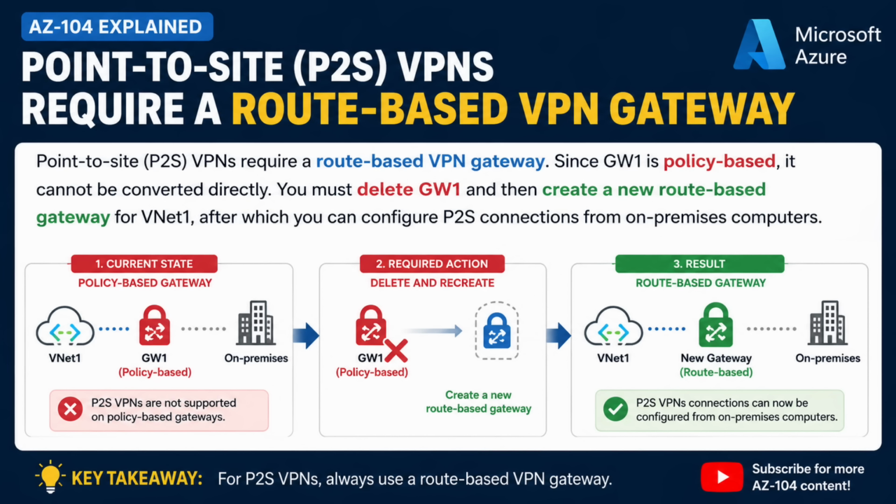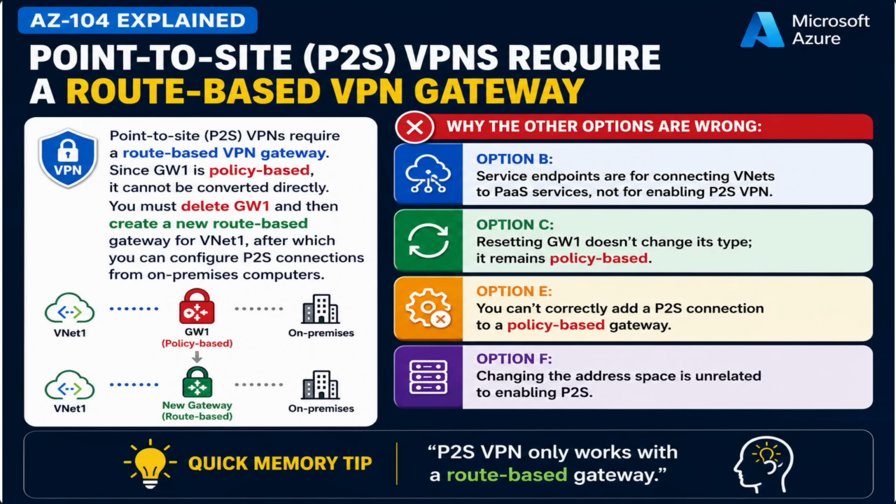from on-premises computers. Why the other options are wrong? Option B. Service endpoints are for connecting VNets to PaaS services, not for enabling P2S VPN. Option C. Resetting GW1 doesn't change its type. It remains policy-based. Option E. You can't add a P2S connection to a policy-based gateway. Option F. Changing the address space is unrelated to enabling P2S. Quick memory tip: P2S VPN only works with a route-based gateway.